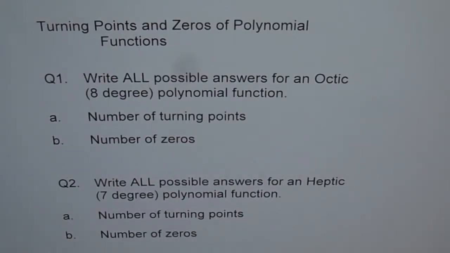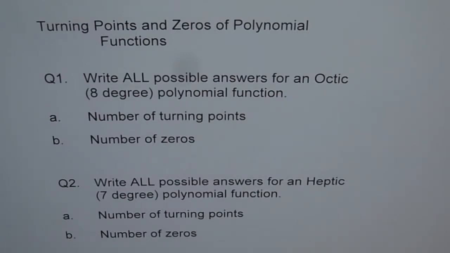Here are two questions based on turning points and zeros of polynomial functions. We have purposely taken two different types of examples. One has even degree and the other one has odd degree. And let's try to understand what happens to their turning points and zeros.